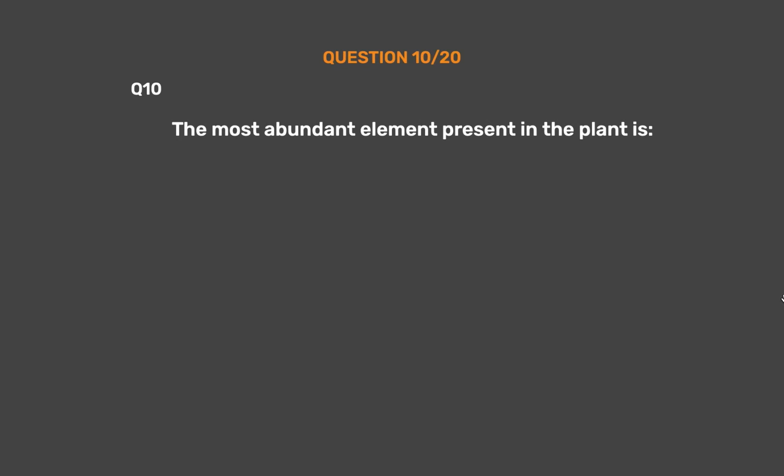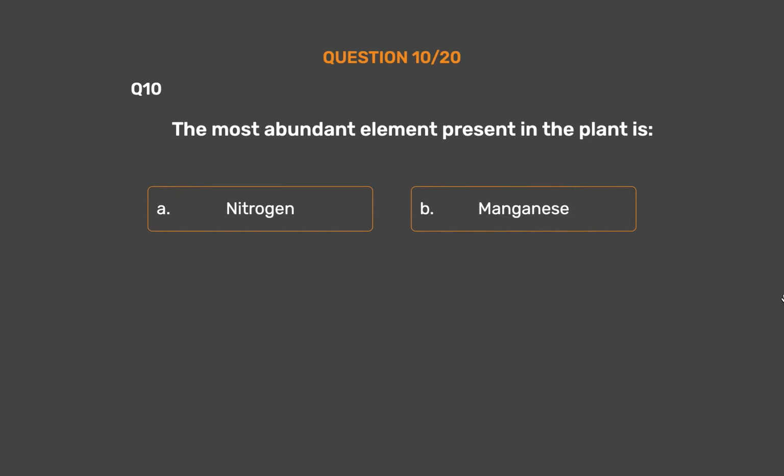Question number 10. The most abundant element present in the plant is option A. Nitrogen. Option B. Manganese. Option C. Iron. Option D. Carbon.